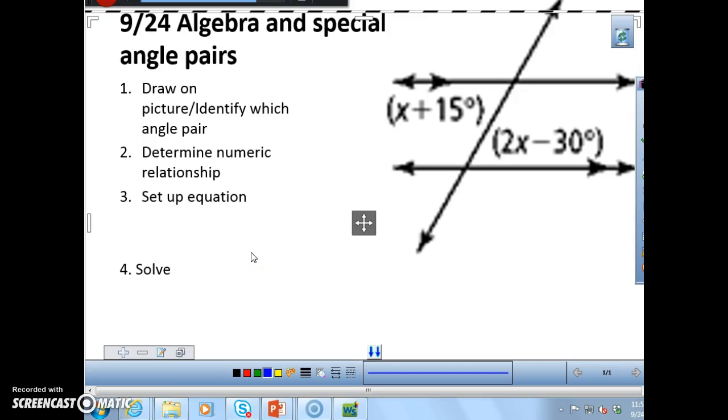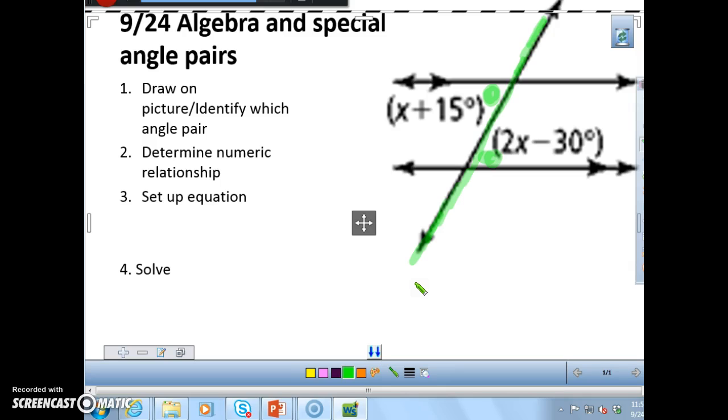Which angles we need to call our attention to. So we want this angle and this angle. And the line that they have in common that they both touch is right here. So this is our transversal. And we want to identify what type of angles they are. Are they alternate interior, alternate exterior, corresponding, consecutive interior?